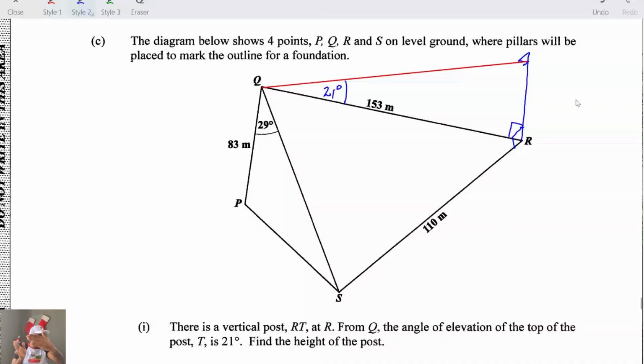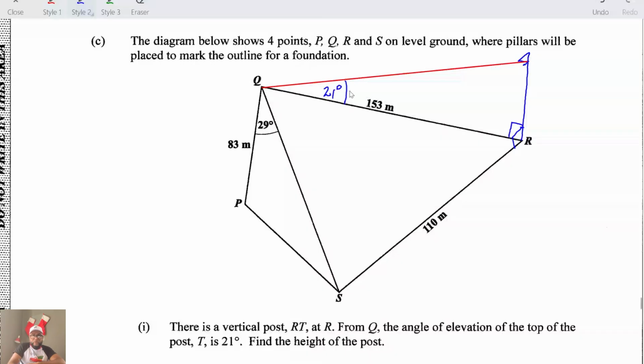Say you have a crossroad, and you have a pole. The pole forms 90 degrees to the ground, right? If it is erected vertically. So there's a vertical post, right? Hence, find the height of the pole. So what shall we have here?